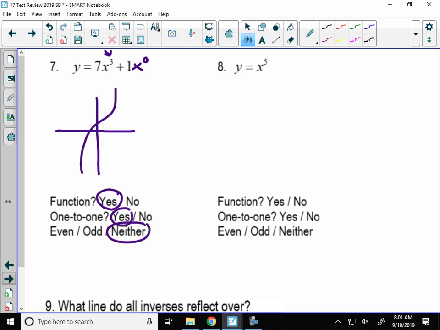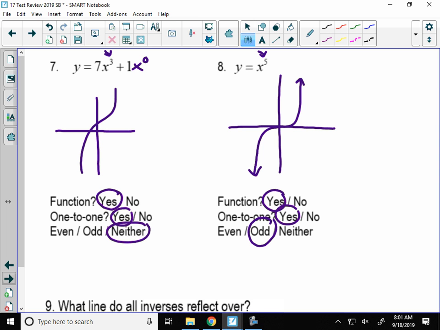And finally, y equals x to the 5th. You don't know this graph, you know x to the 3rd, but we have talked about how x to the 5th is the same parent function that's flatter right around the origin. Yes, x to the 5th is a function. It is 1 to 1, and the only exponent here is odd, so this would be an odd function.